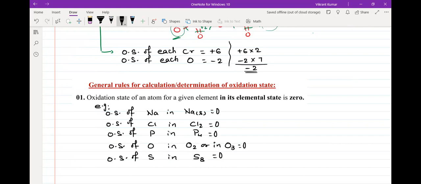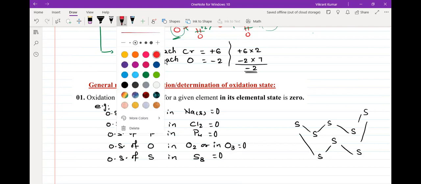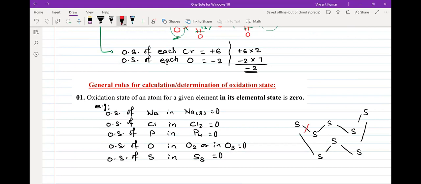Is it okay? Now look here, S8 is a molecule having a crown-shaped structure. This is the structure of the S8 molecule. But the problem is, if I break any bond, no sulfur is more or less electronegative. They are identical atoms, and that's why they are not going to get any charge because of breaking of the bond. And that's why we'll say every sulfur is in zero oxidation state. Is it okay? Clear?